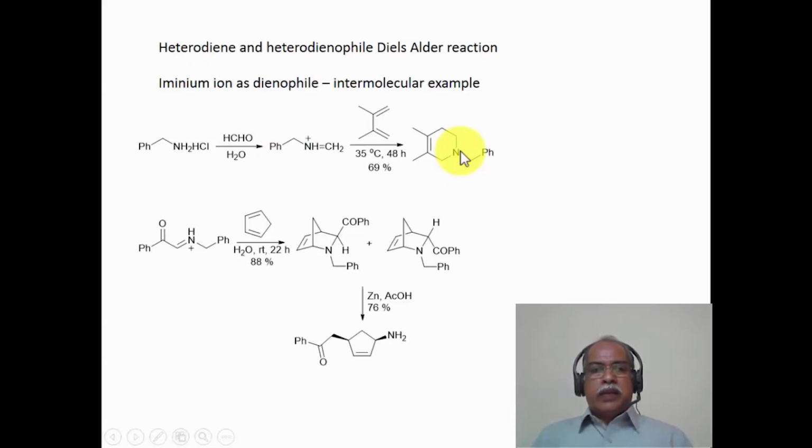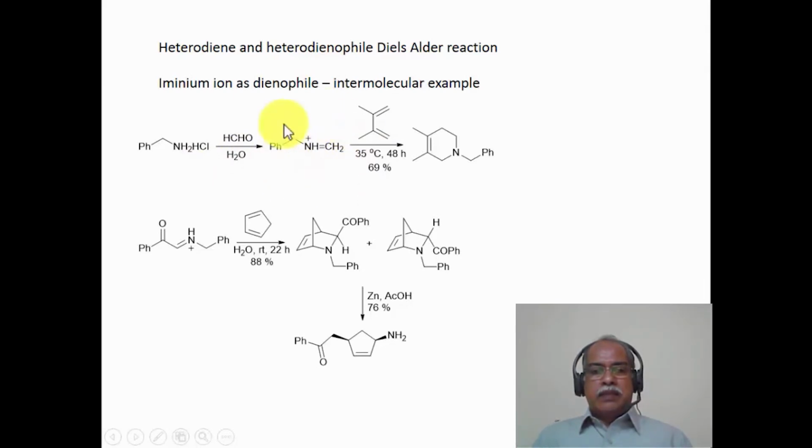Let us move on to the hetero Diels Alder reaction using a heterodiene or a heterodienophile. In this particular case, we are dealing with the iminium ion as a dienophile, and intermolecular examples are shown here. The iminium ion is produced in situ by a reaction of a primary amine hydrochloride with formaldehyde with the loss of water, for example, resulting in the formation of an iminium ion.